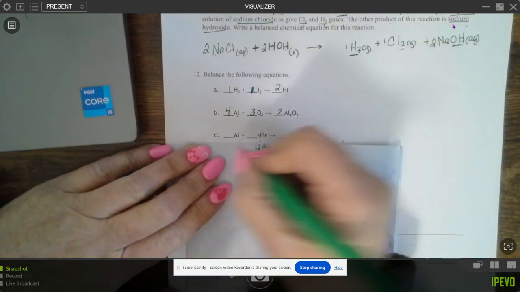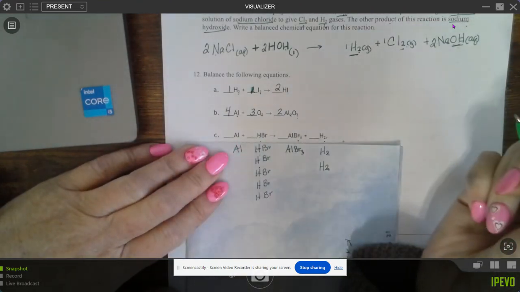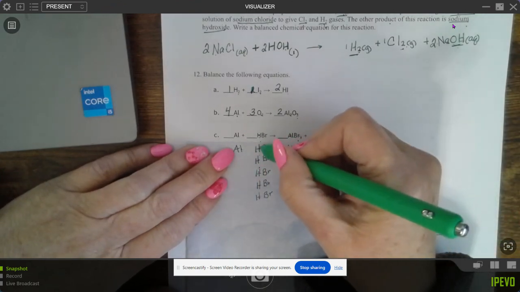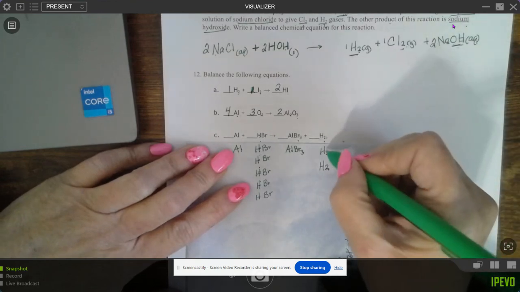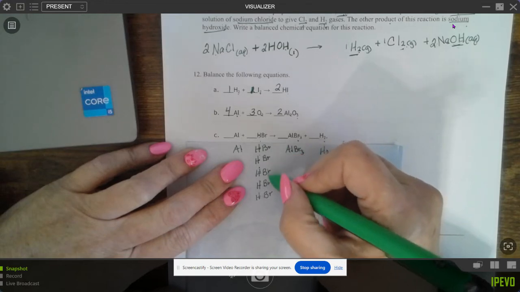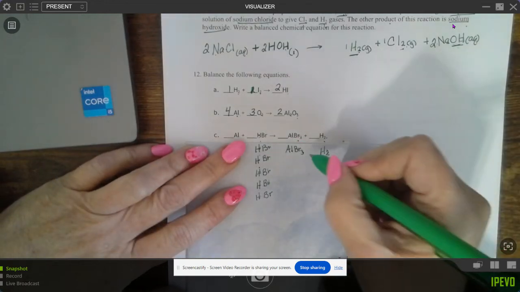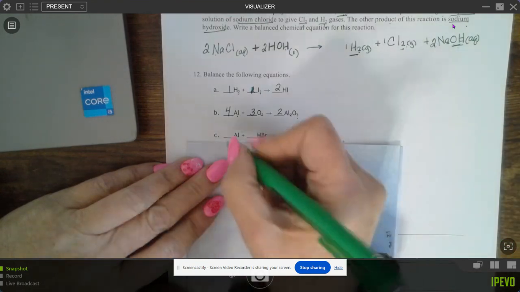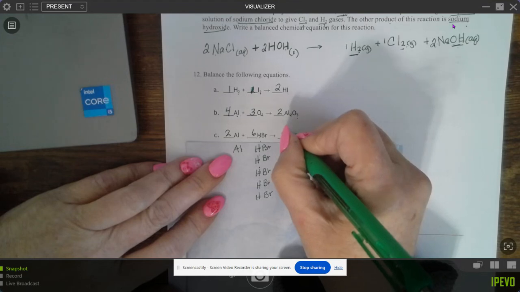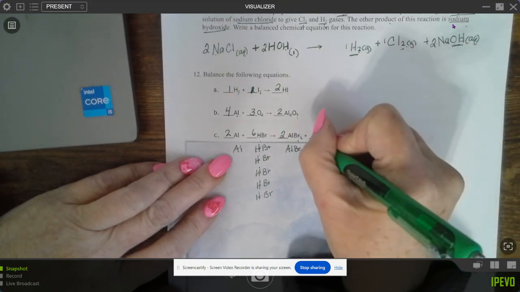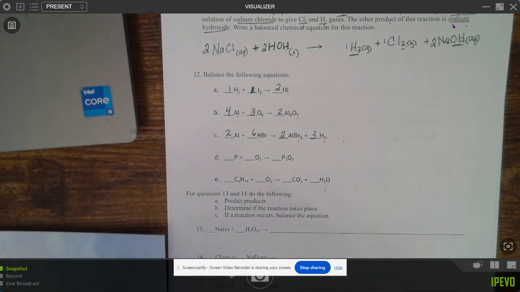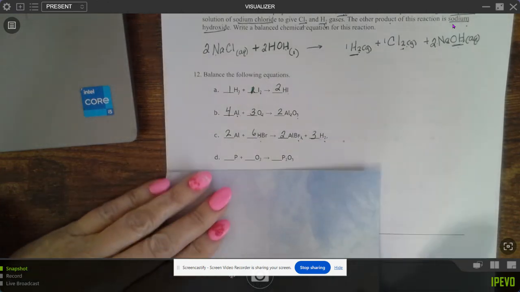I've got 2 aluminum, so I need to add 1 more aluminum. Now I've got 2 aluminum, 2 aluminum. 6 hydrogen, 6 hydrogen. And 6 bromine, and 3 plus 3 is 6 bromine. So my coefficients: I have 2 aluminum, 6 HBr, 2 AlBr3, and 3 hydrogen.